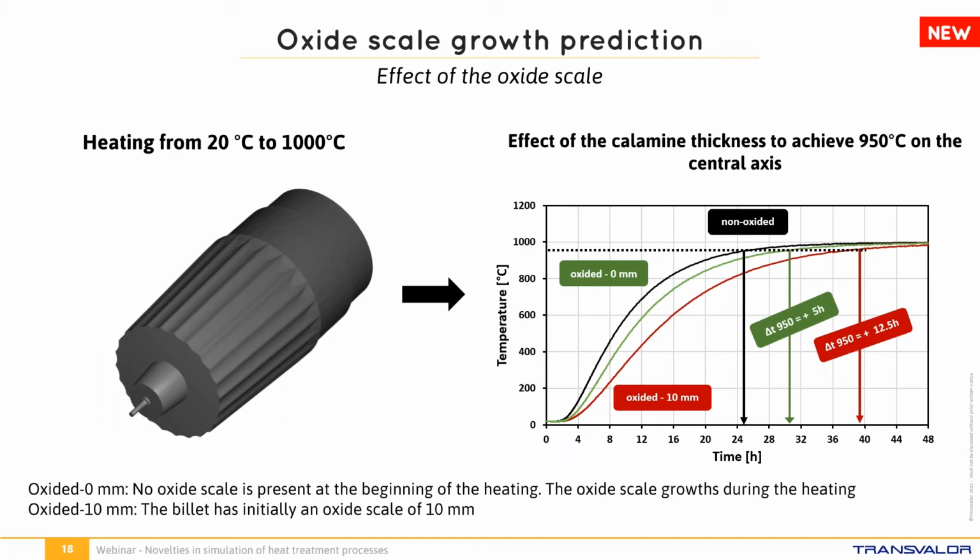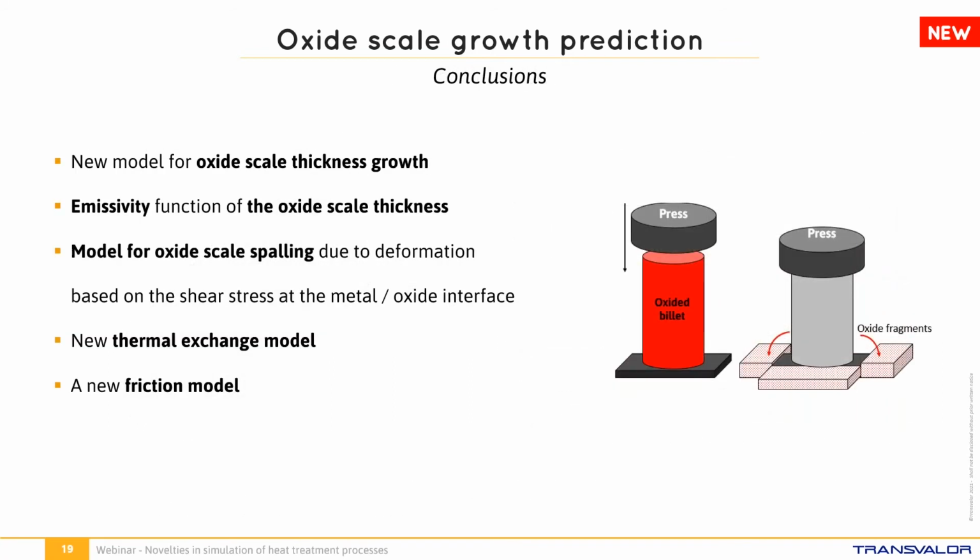Then if in your application you have an oxide scale on the surface of your part, it is very important to consider it to model the heating accurately. Thanks to the development of the oxide scale growth model, the numerical heat treatment results will be more accurate. We have implemented this model as well as a new emissivity function of the oxide scale thickness.